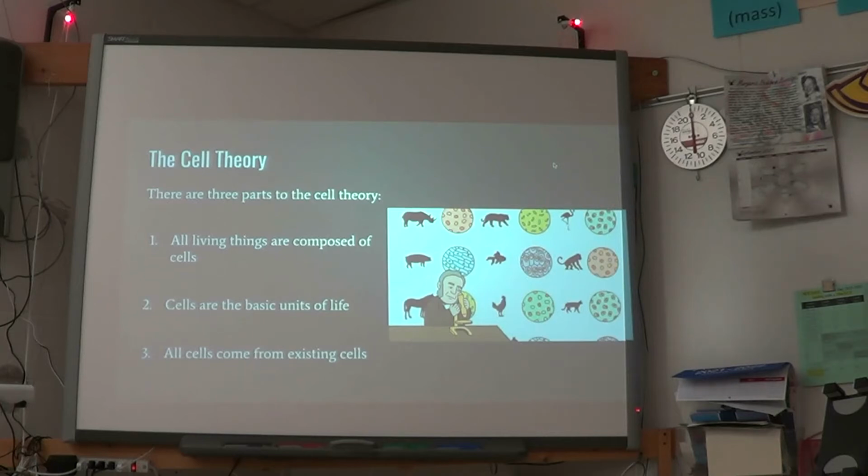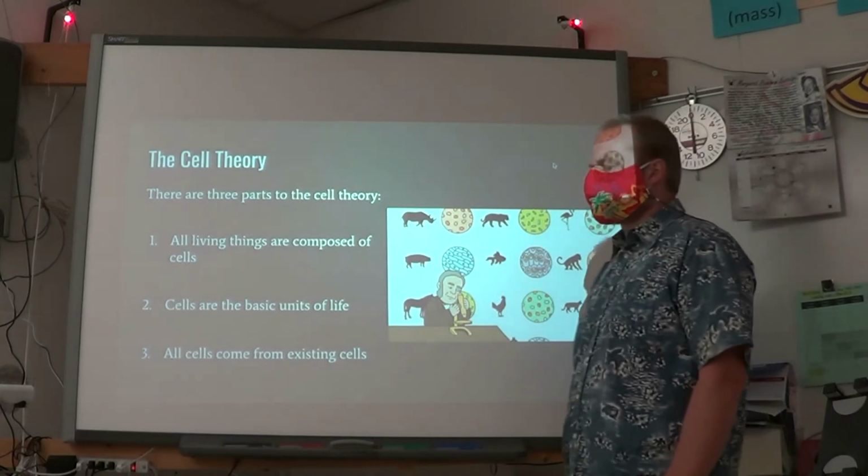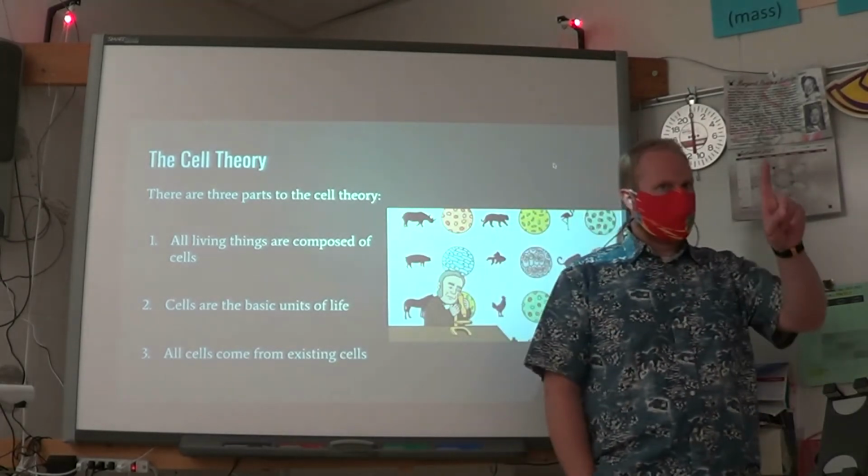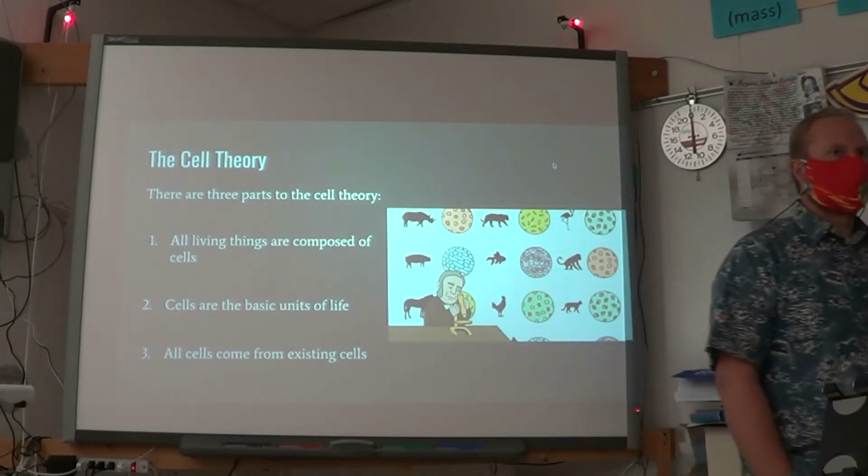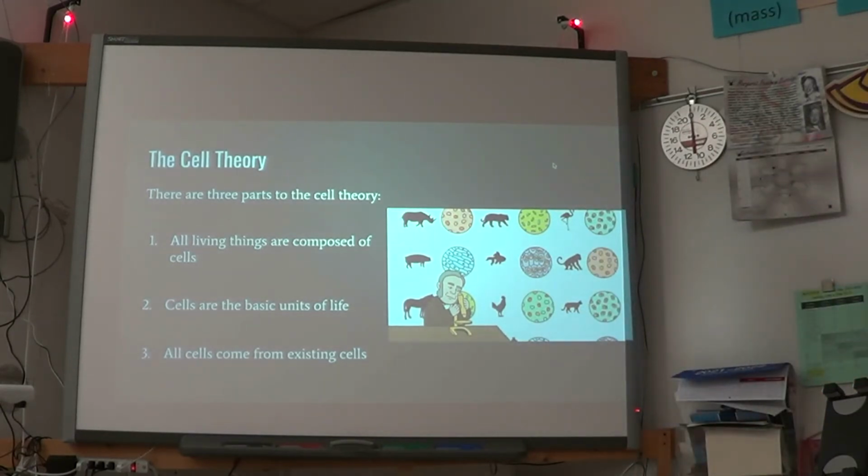Number 2, cells are the basic unit of life, which means there's no living thing smaller than a cell. The smallest living thing is a cell. There are some organisms, I mentioned this the other day, that are unicellular, uni meaning one, like a unicycle, one wheel. Unicellular means it's an entirely living organism made up of one and only one cell. And then there are some organisms that are multicellular, multi meaning many, made up of many cells. And you are made up of trillions and trillions of cells.